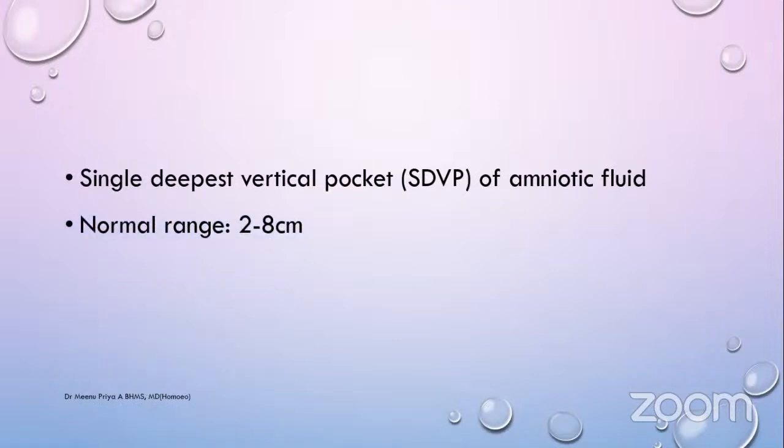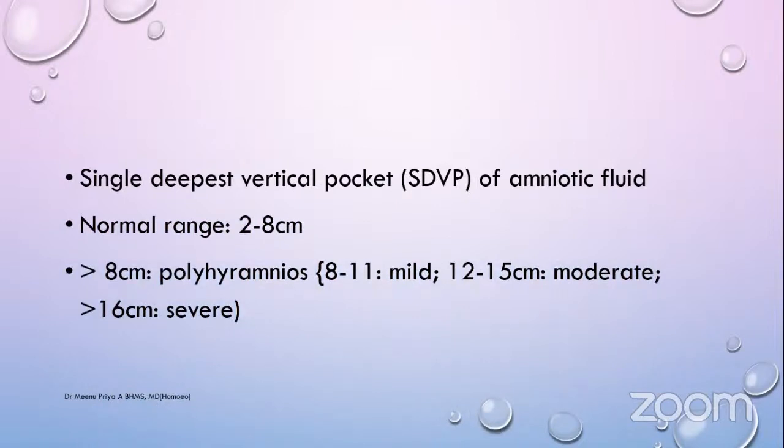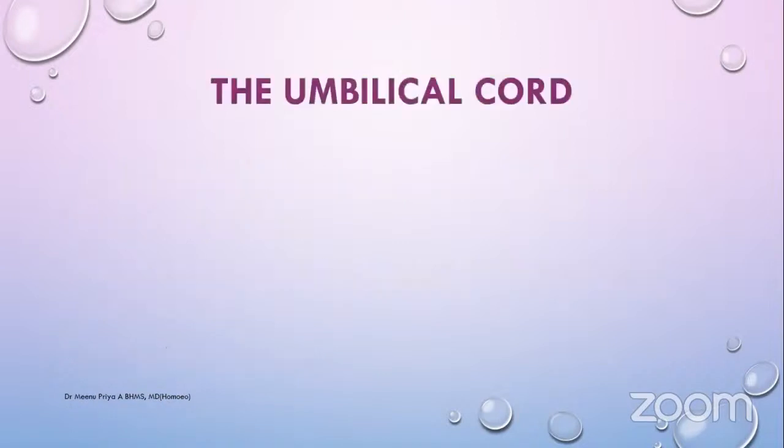So normal range is 2 to 8 centimeter. If it is more than 8 centimeter, it is polyhydramnios. In that also, polyhydramnios is divided into mild, moderate and severe. And in that, mild is 8 to 11, 12 to 15 is moderate, and more than 16 is severe. So less than 2 centimeter is oligohydramnios.